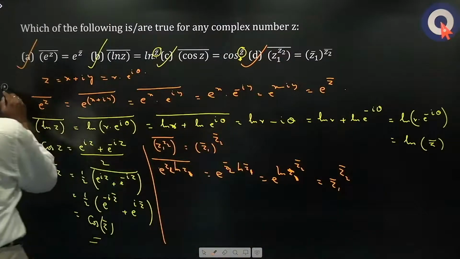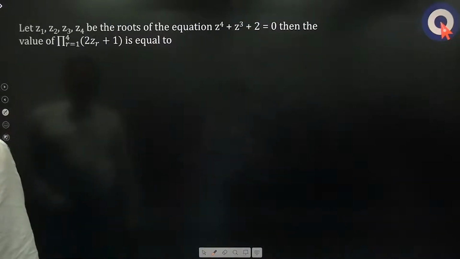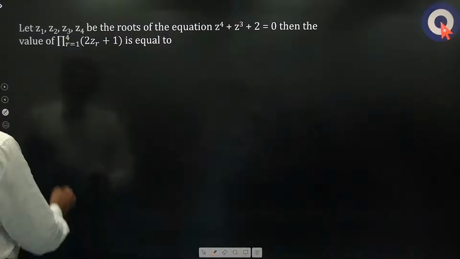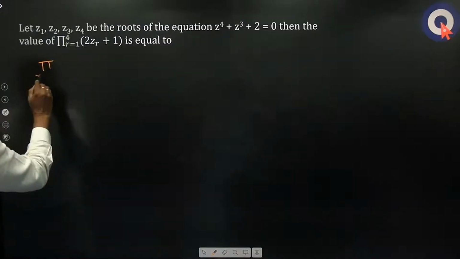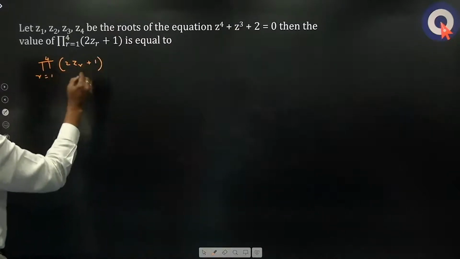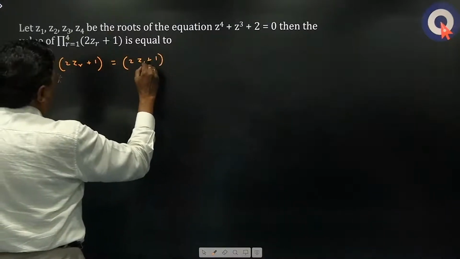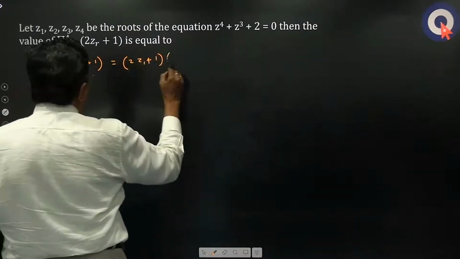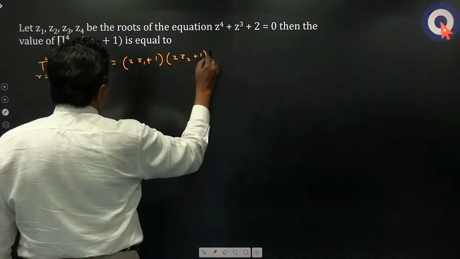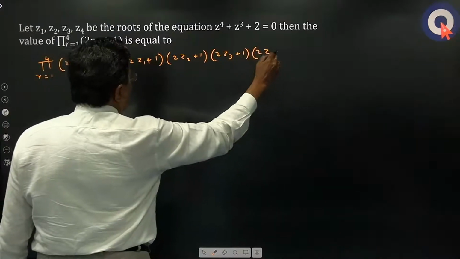Next. Let z1, z2, z3, z4 be the roots of the equation z power 4 plus z cube plus 2 is equal to 0. Then the value of the product over r from 1 to 4 of 2 zr plus 1 is equal to, so that means we want 2 z1 plus 1 into 2 z2 plus 1 into 2 z3 plus 1 into 2 z4 plus 1. This is what we want.